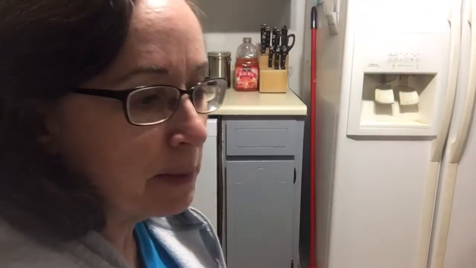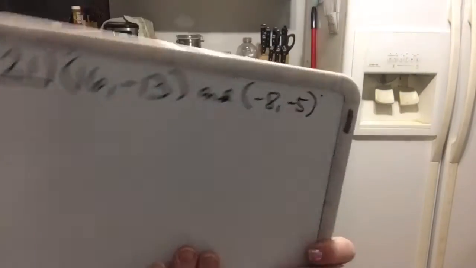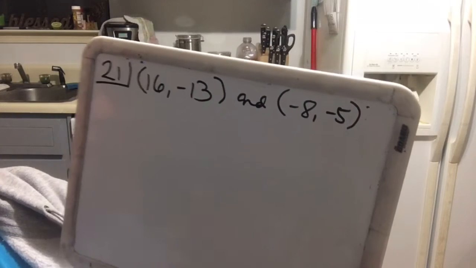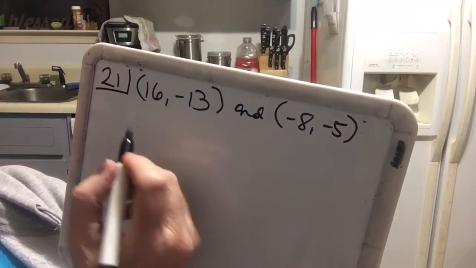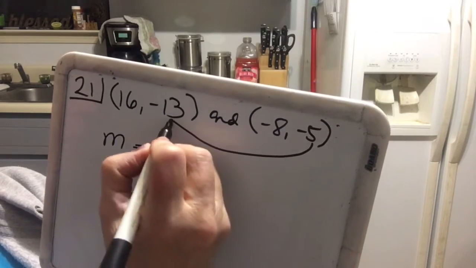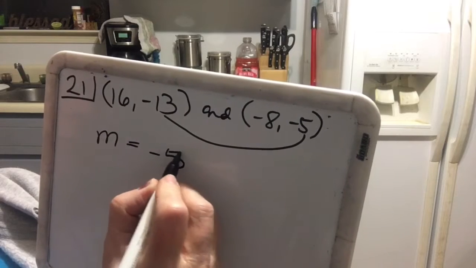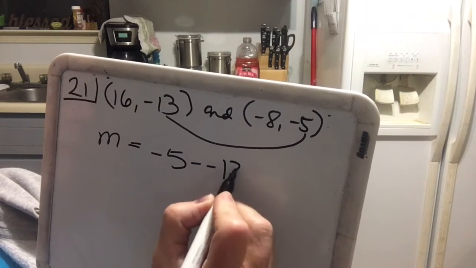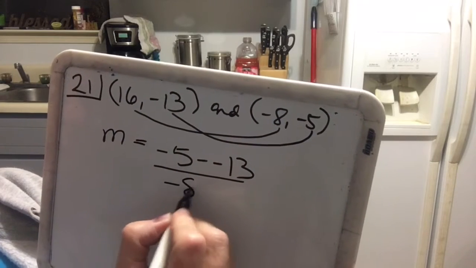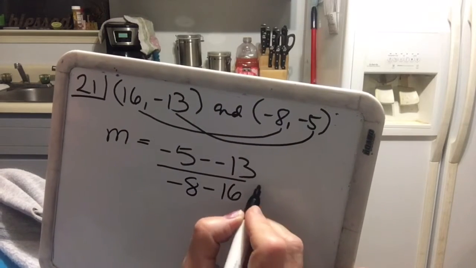Okay, so the next problem we're going to do here is number 21 in 1.3. And again, we have 2 points. So we're going to subtract the y's. M is y2 minus y1, -5 take away a -13, over -8 take away 16.